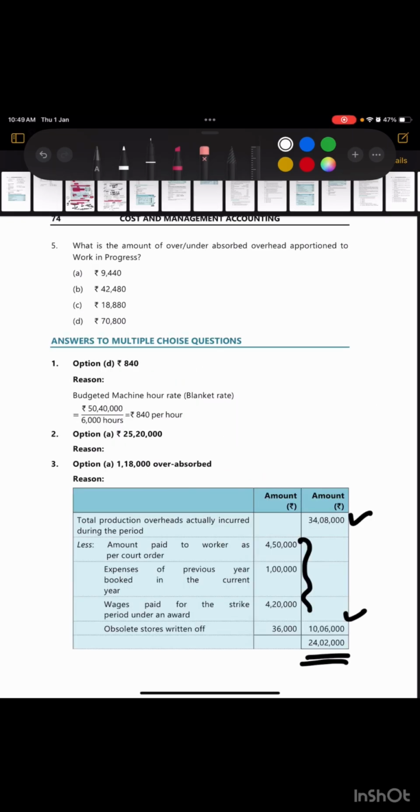Now we have to find out how much of the over or under absorbed overhead will be apportioned. Here we multiply the supplementary rate by the equivalent units of whatever we are apportioning it to. So the supplementary rate is 0.472 into the equivalent units, which will be 40,000. So the answer will come out to be 18,800.